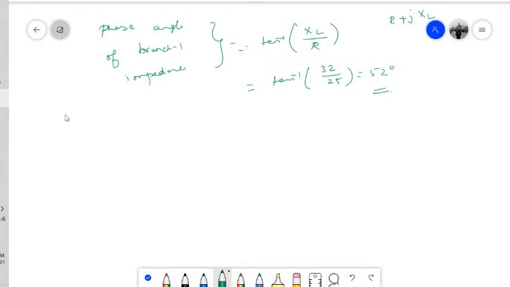Now, how to find the current flowing through the RL branch? This will be the same voltage, 200 volt. It will be appearing across the capacitor as well as the RL combination. So it will be 200 phase angle 0 degree divided by whatever you have here.